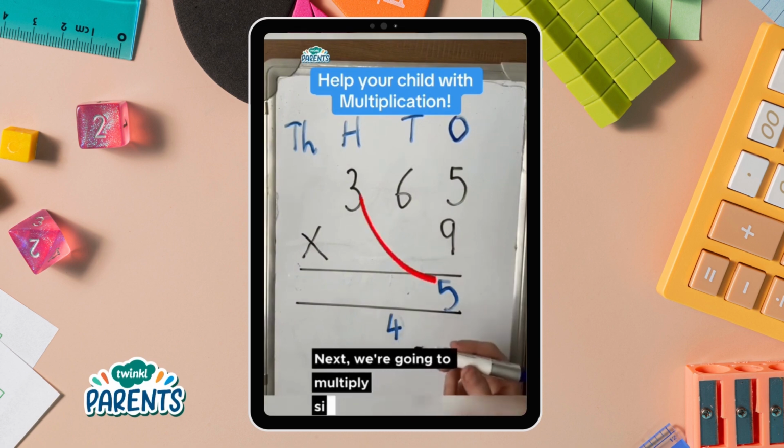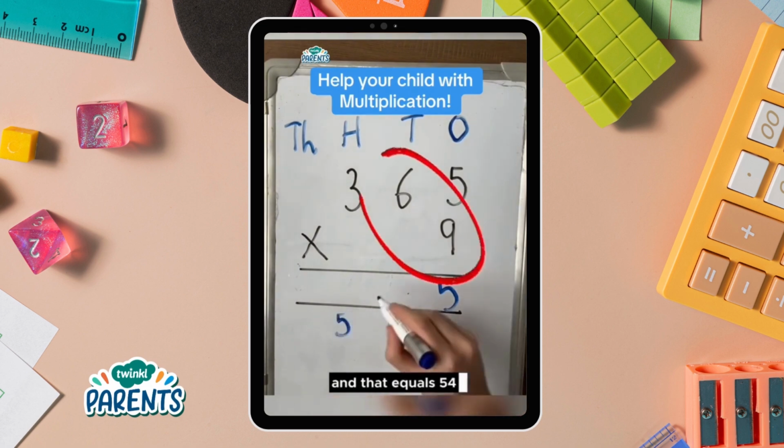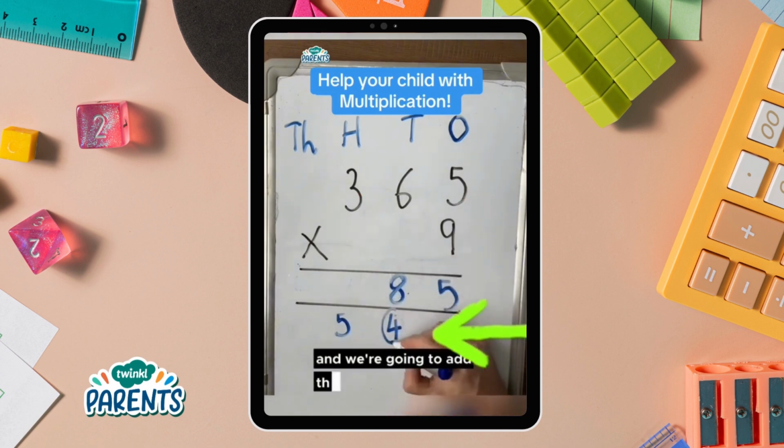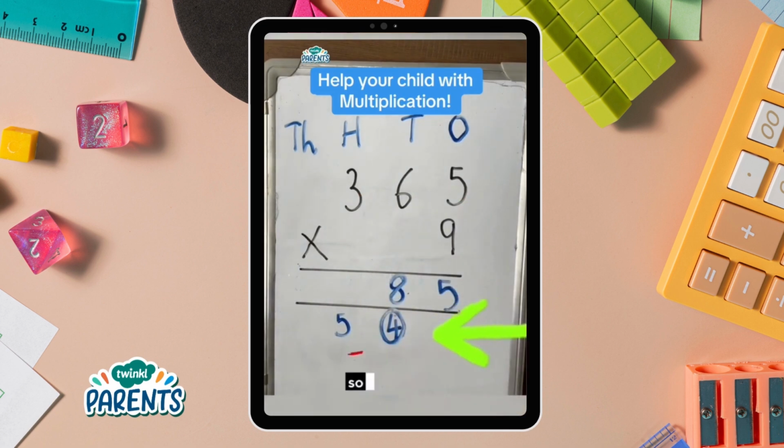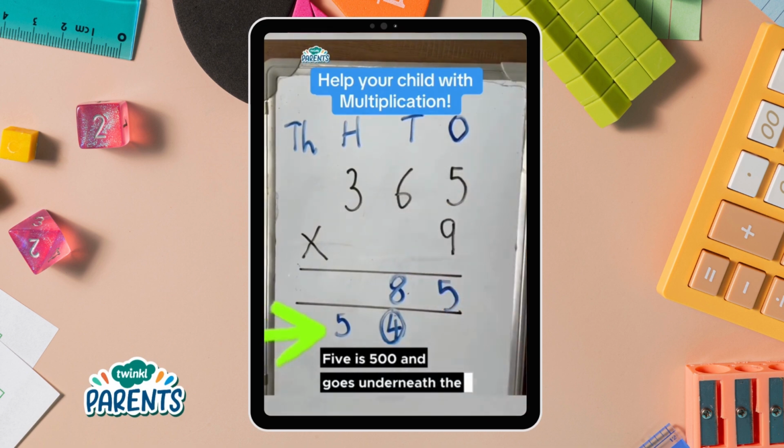Next, we're going to multiply 6 tens times 9 ones, and that equals 54. And we're going to add the 4 tens that we carried over, so that would be 58. 5 is 500 and goes underneath the hundreds column.